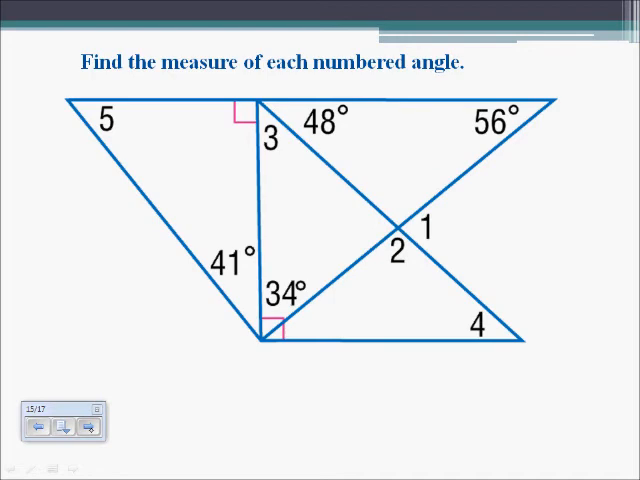If we break it down into pieces, we can note that this green triangle here has 2 of the 3 angles completed for it. So I would start with that one first. We know that we have 41 down here, and we have a right angle that's 90, so 41 plus 90 is 131. So we have 180 minus 131, which gives us 49. So angle 5 is going to be 49 degrees.